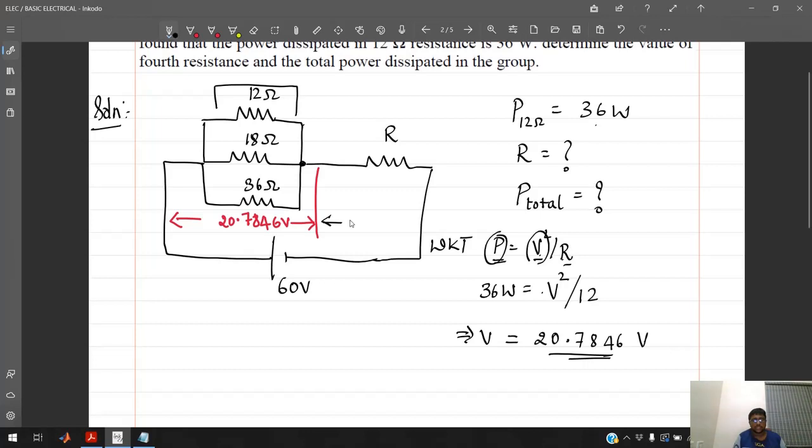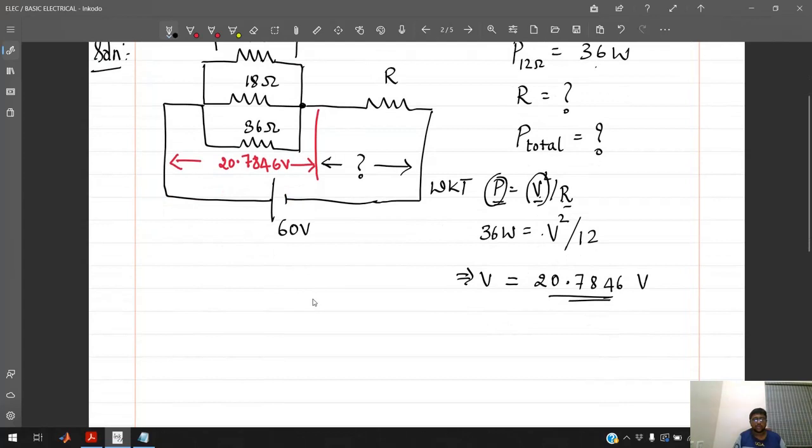Okay, so now coming back to the question, now I need to calculate what is the voltage drop across R. As you know that energy can neither be created nor be destroyed, but it can only be transferred. So the 60 volts I am supplying is transferred between all the three resistors as well as the unknown resistor R. So the voltage across R ohm, I can write it as 60 minus 20.7846. If I do that, I'm going to get the value of the voltage as 39.2154 volts.